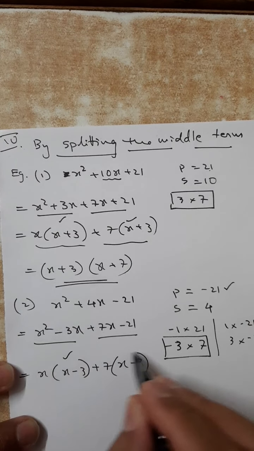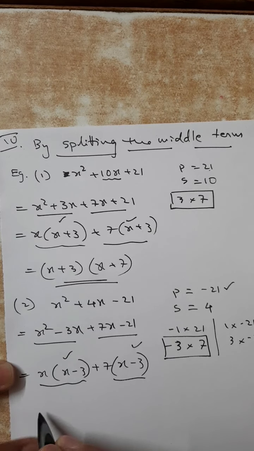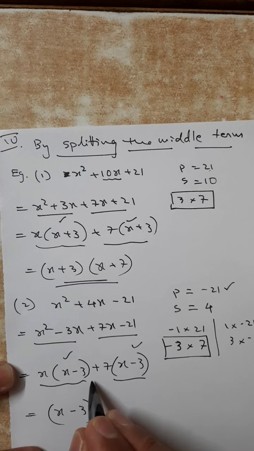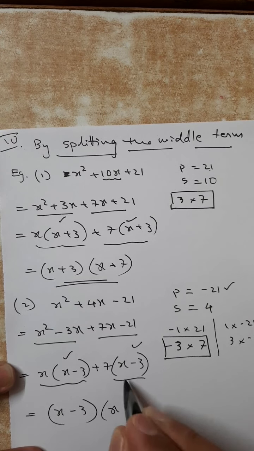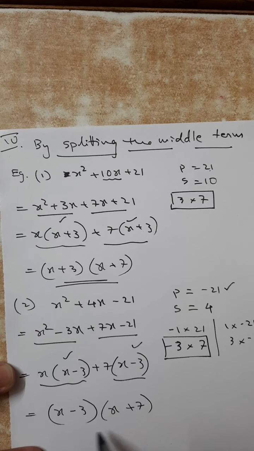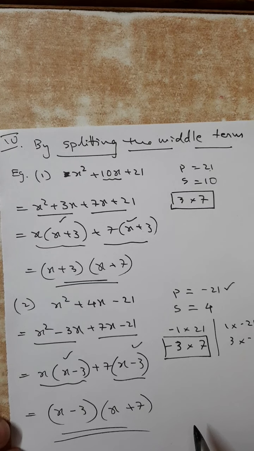The minus is remaining. So x minus 3 is again common. When x minus 3 is taken from this area, the balance is x. x minus 3 is gone, so from this area 7 is remaining. Plus 7 is remaining. So the answer is x minus 3 into x plus 7.